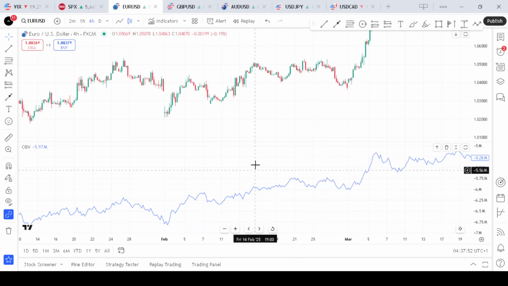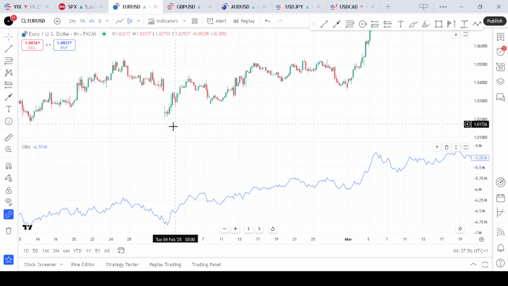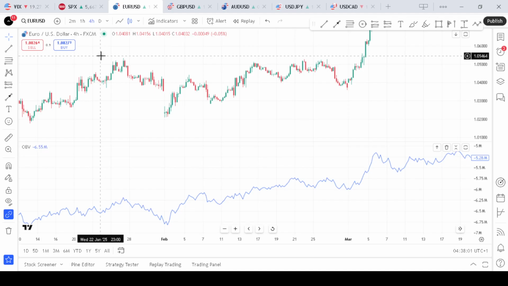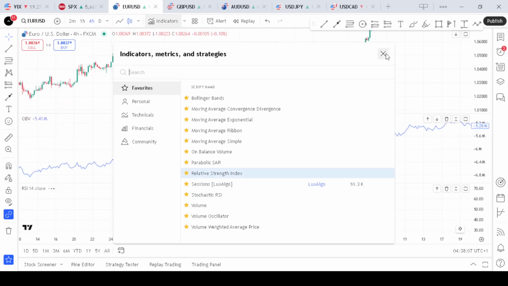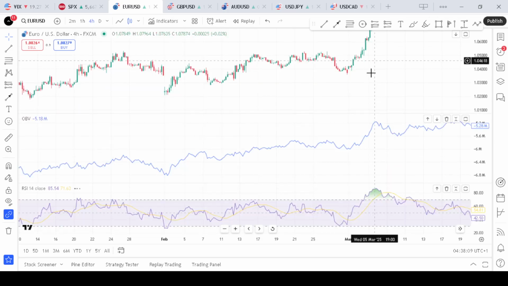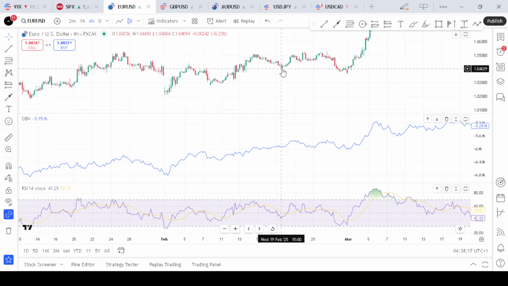You can combine with other indicators to validate our trading signal. You can combine the OBV with other technical indicators such as our RSI. We can combine this with our RSI, and this helps us to confirm if the divergence is likely to result in a trade reversal.